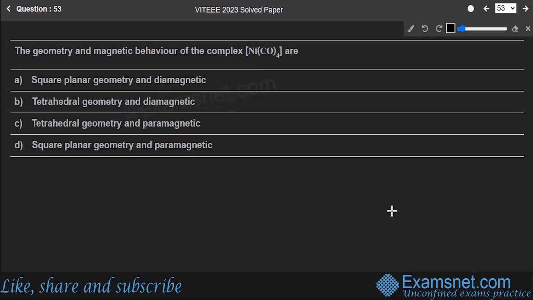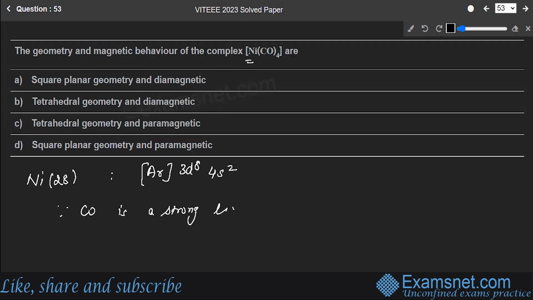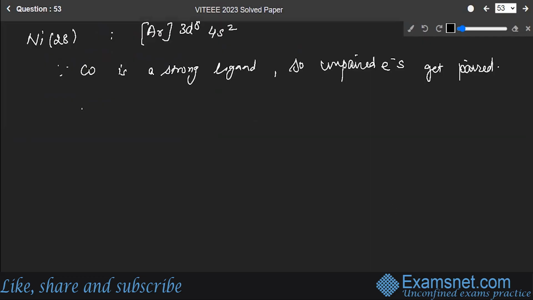So first of all, Ni(CO)4 is made up of nickel and carbon monoxide. Ni, which has the atomic number of 28, can be written as argon 3d8 4s2. Because carbon monoxide is a strong ligand, unpaired electrons get paired. Hence, the configuration will be given as this.